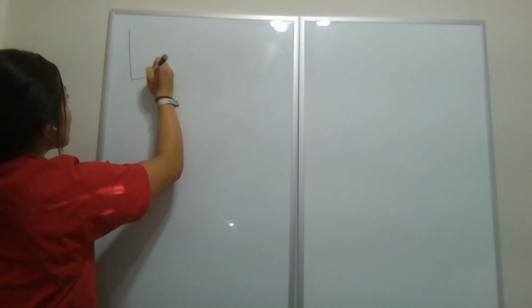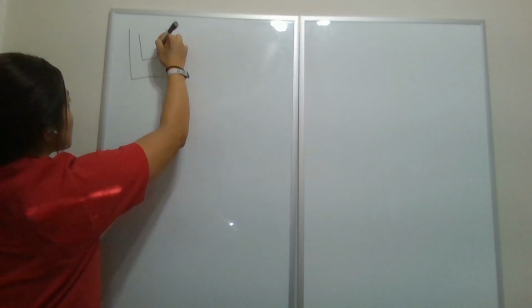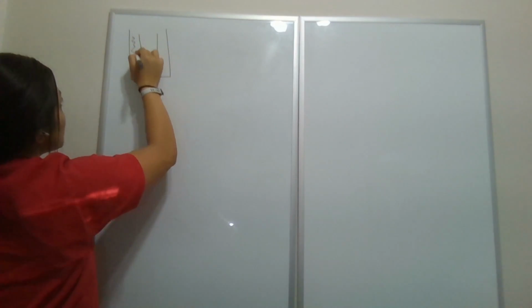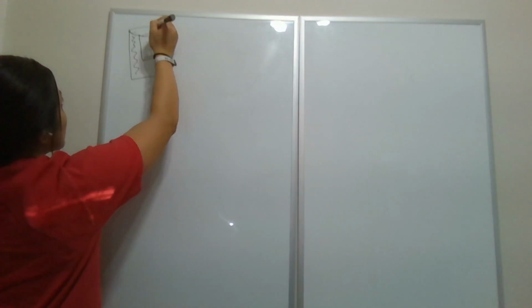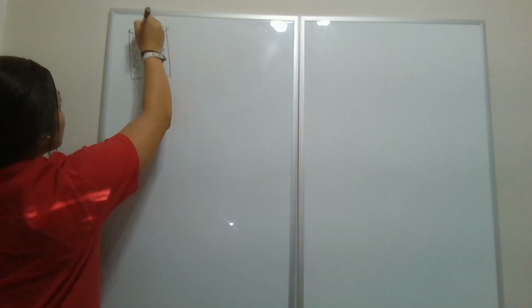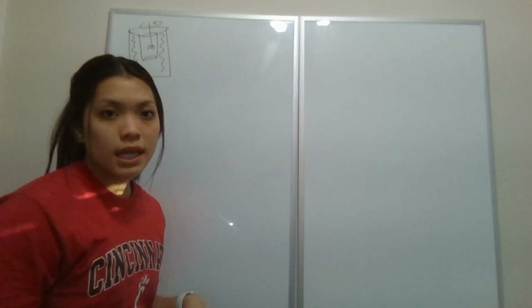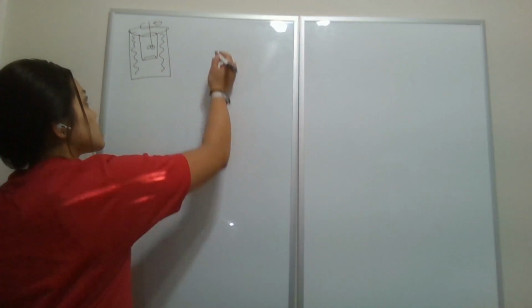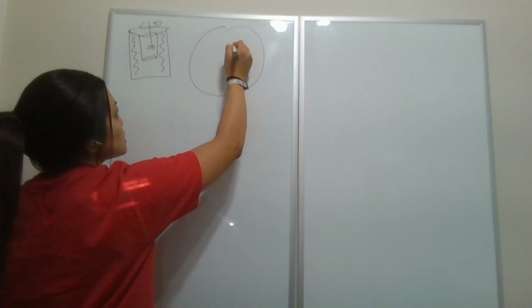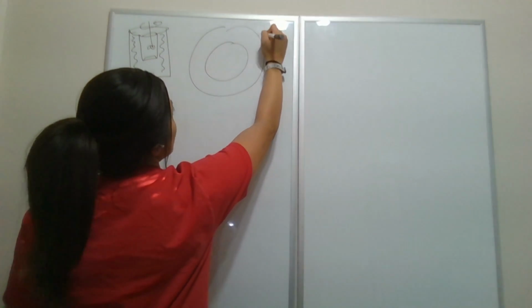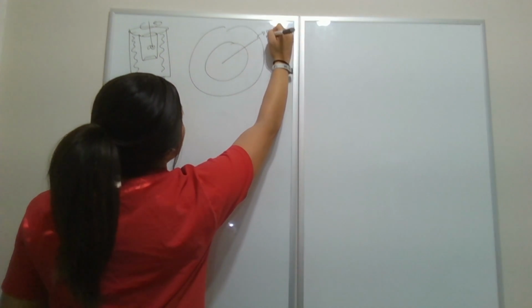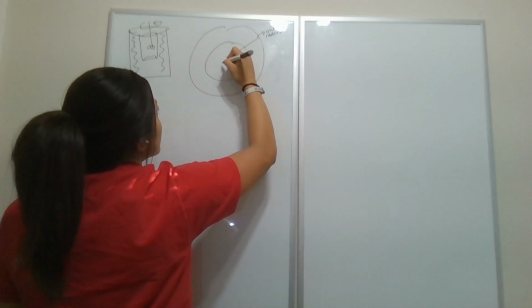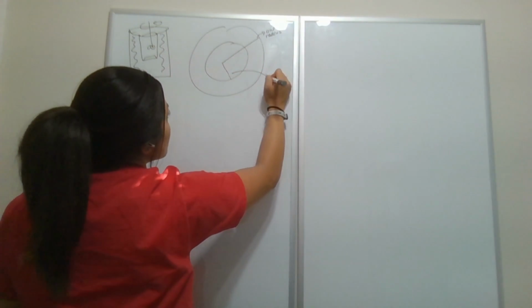So we have an outer cylinder and an inner cylinder with fluid in between, and a mixer inside the inner cylinder that is spinning. And if we were to take a look at this from a bird's-eye perspective, we have the outer cylinder, the inner cylinder. So the outer cylinder has an outer radius, and the inner cylinder has an inner radius.